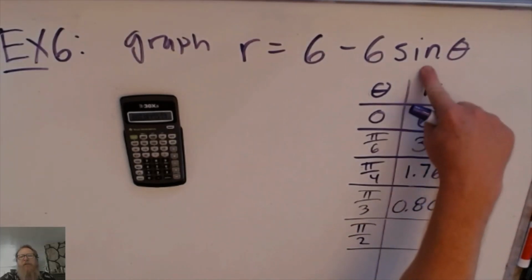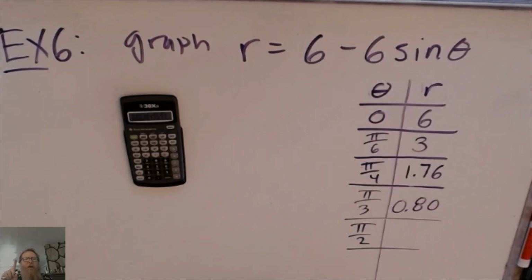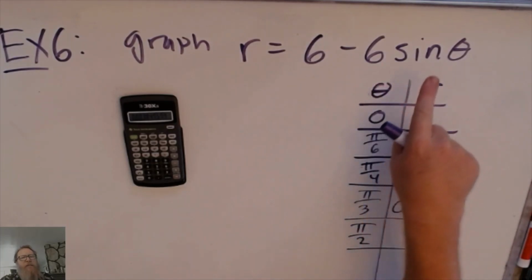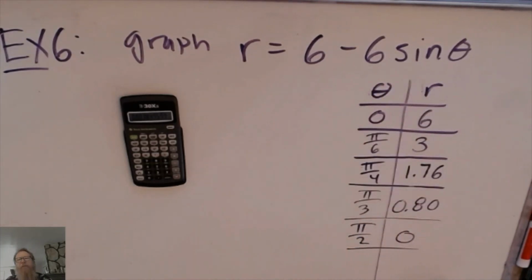Pi over 2, sine of pi over 2 is 1. 6 times 1 is 6. 6 minus 6 is 0. It's a lot more efficient than all that messy stuff I was doing earlier.